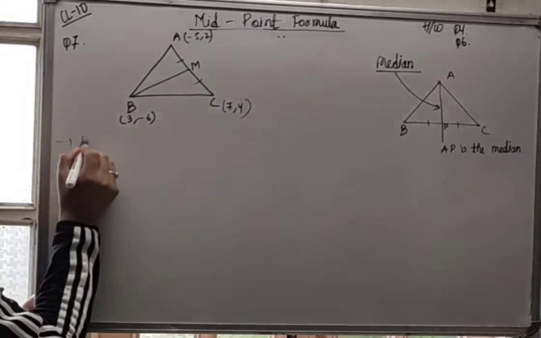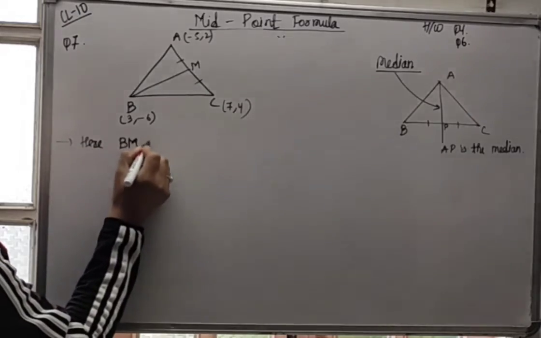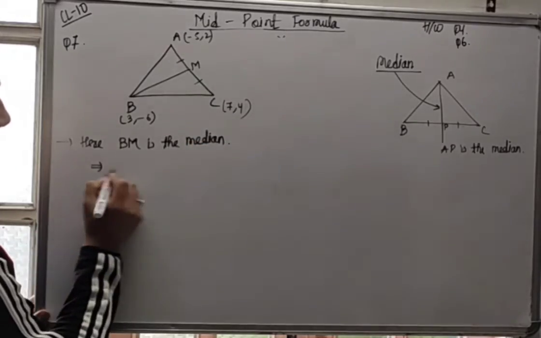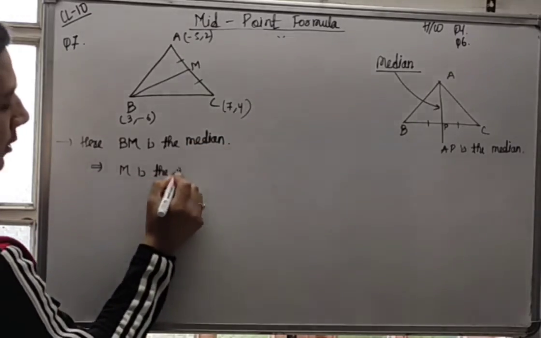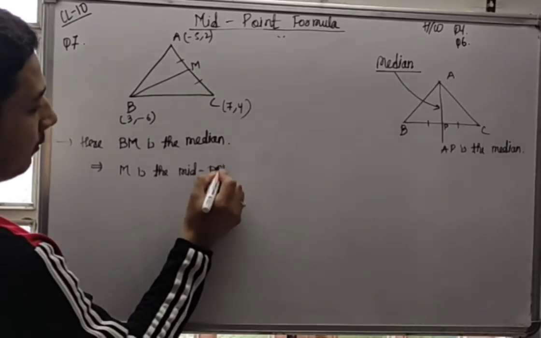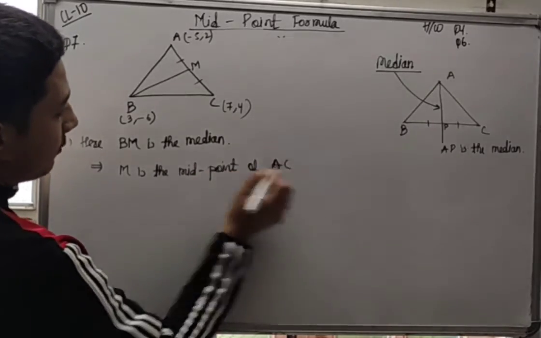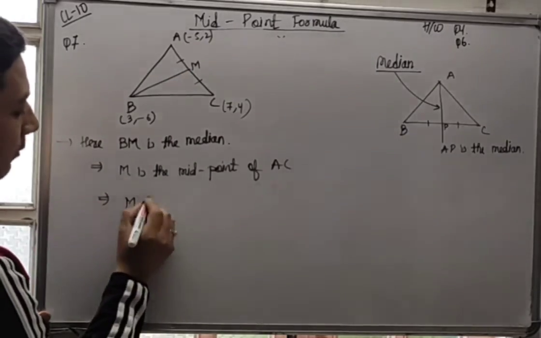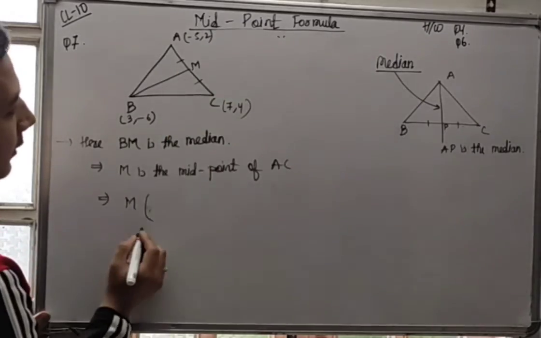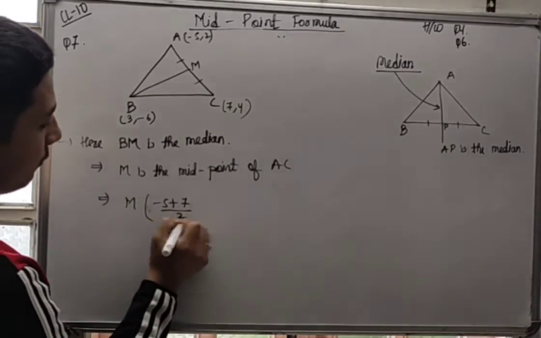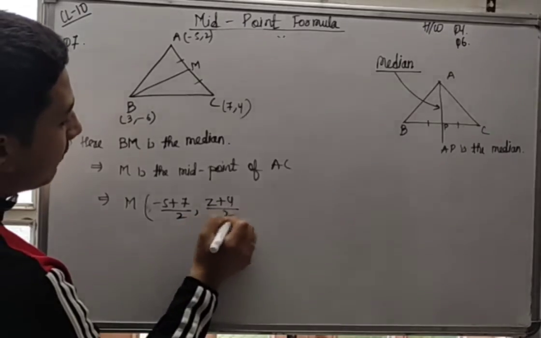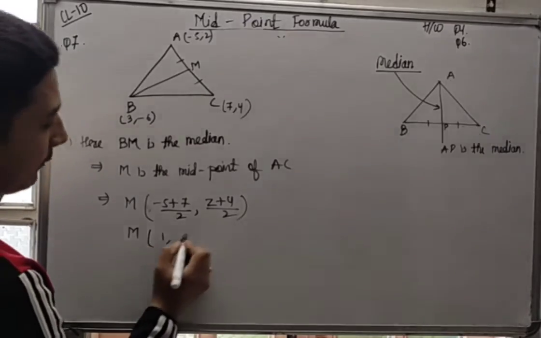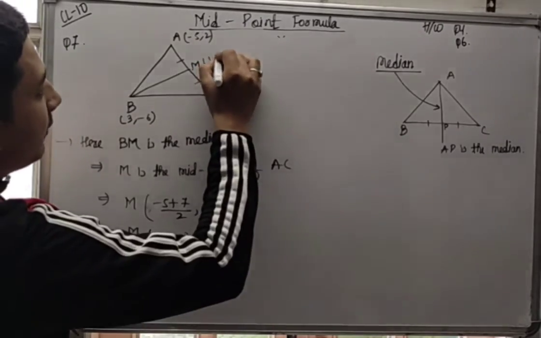So you have to write down here: BM is the median. So this implies M is the midpoint of AC. If M is the midpoint of AC, then I can find the coordinates of M. The coordinates of M will be, boys, (-5 plus 7) divided by 2, (2 plus 4) divided by 2. So this will give me 1, and this will be 3. So the coordinates of M are (1, 3).